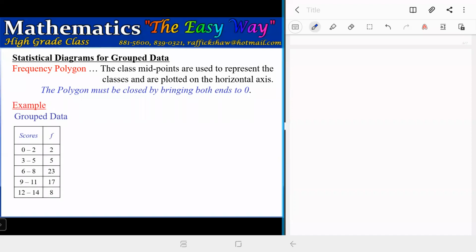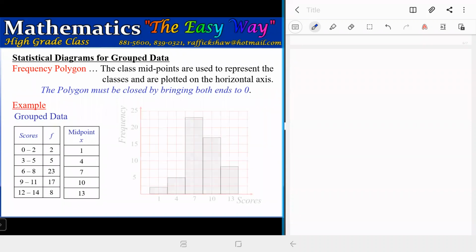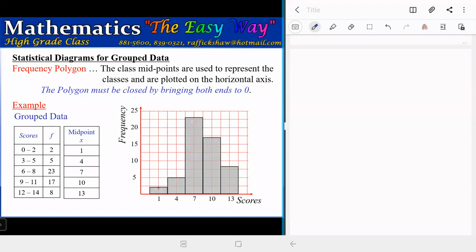The polygon must be drawn closing the two ends. Remember, always close the two ends. You see it here now, we're going to use the midpoint, plotting midpoint against frequency. We're plotting a frequency polygon. Those are the points at the top of the histogram. Join them with straight lines. If I remove the histogram, that is just a line graph for now.